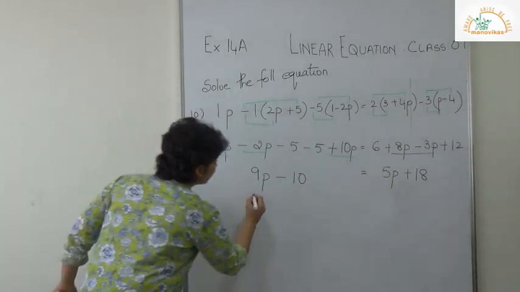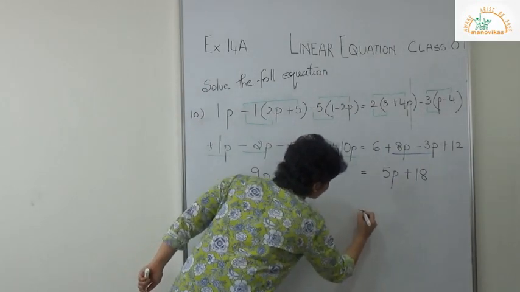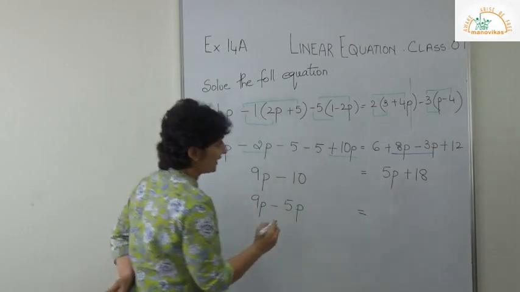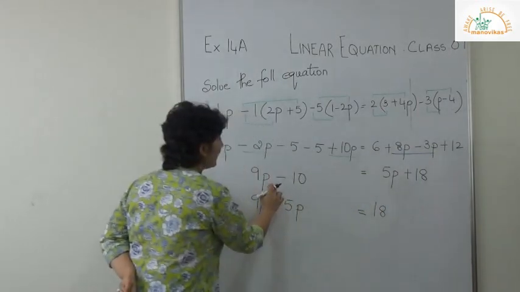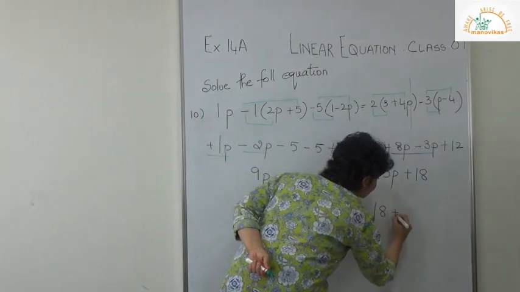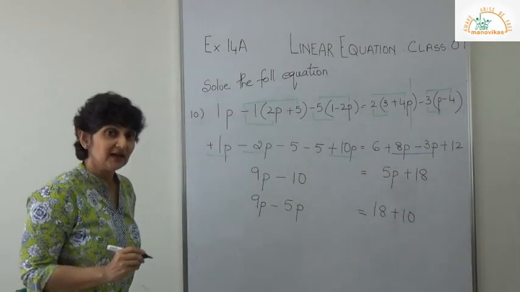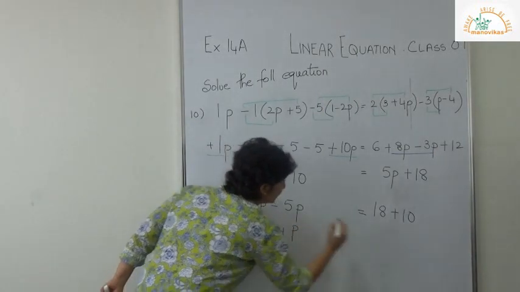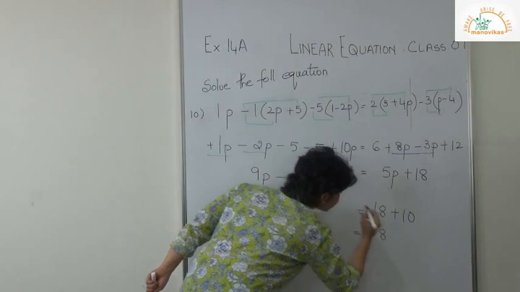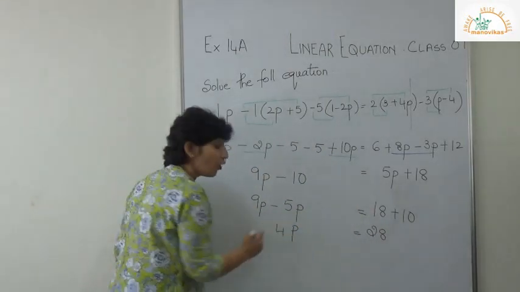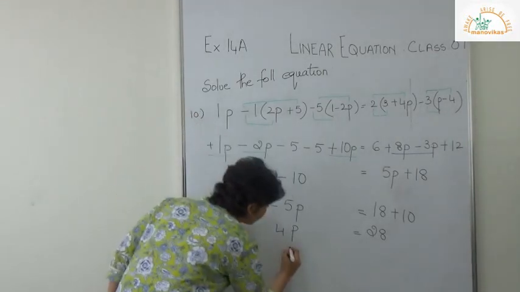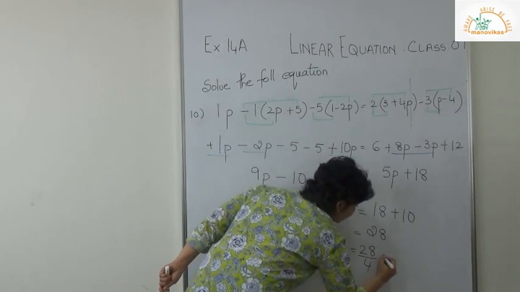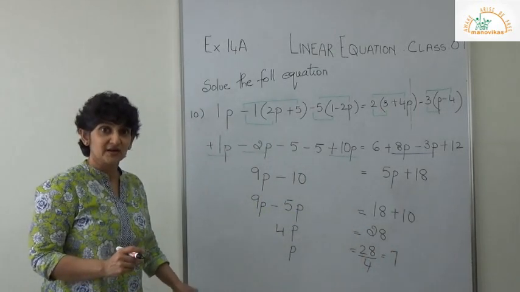Correct? Now, I have 9p. This is my equal to plus 5p when I bring this side minus 5p. Correct? And 18 minus 10. When I take that side, I get it as plus 10. Clear? Have you understood? 9, when you remove 5, you get it as 4p, which is equal to 18 plus 10 is 28. You know 4p means 4 multiplied by p. So p is equal to 28 upon 4. That will give me 7. Is that clear, children? Have you understood?